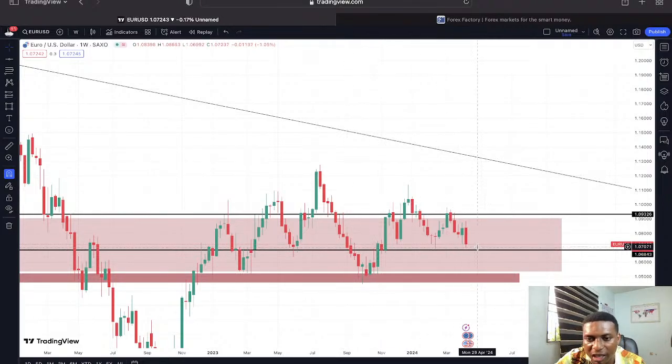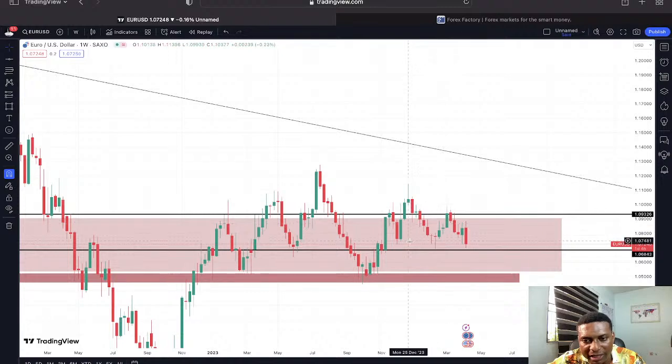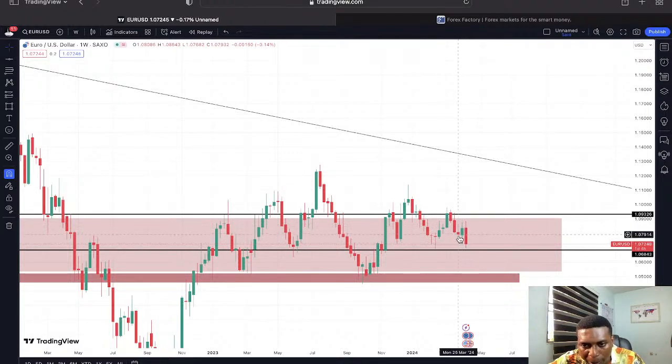So we map out this level now as a support zone that is being respected. Now we can see that price had tested this support zone and was rejected. And as at last week, price came towards that support zone and price was rejected. Price moved up.